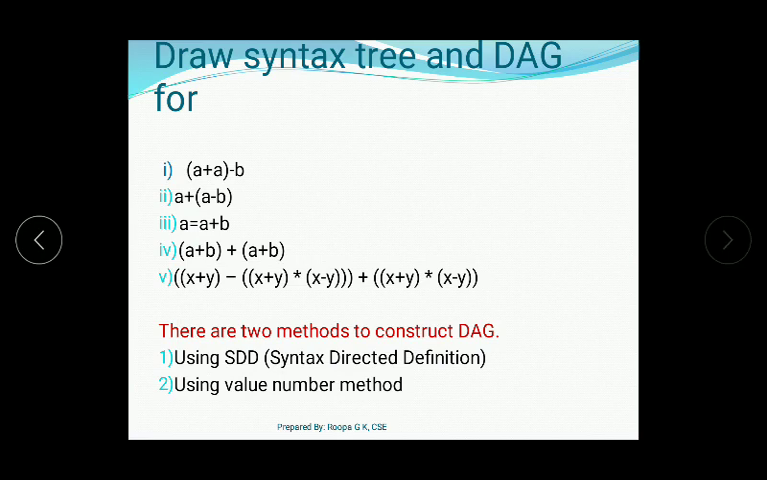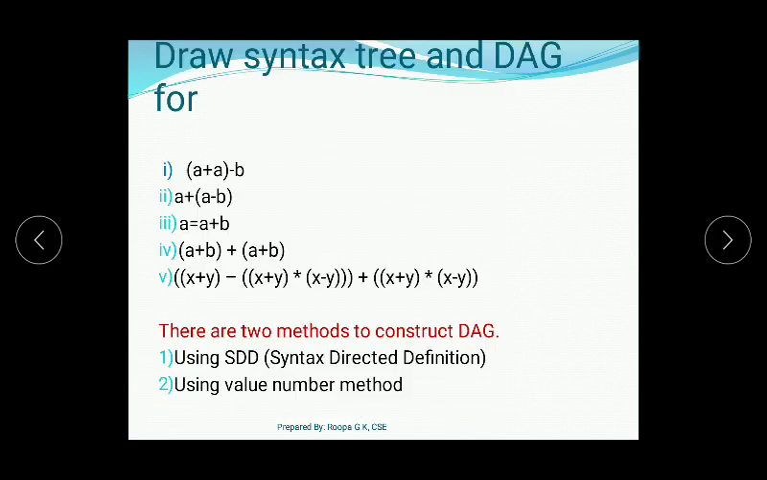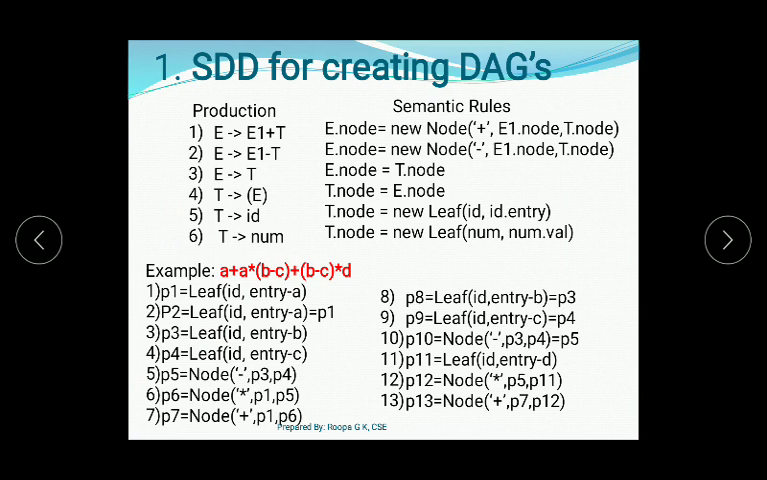Now, one more thing. Here in this slide you can observe there are two methods to construct a DAG. Now we have seen how to construct a DAG manually. Okay, now what is the implementation idea behind this? There are two ideas. One is using SDD. What is SDD? Syntax directed definition, as we discussed in the previous chapter, and another one is using the value number method. Let me explain one by one.